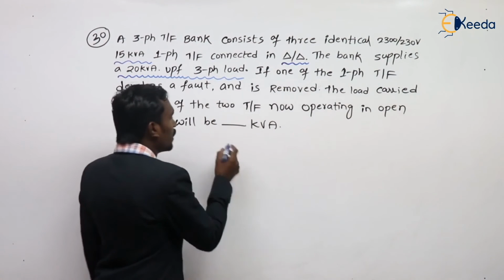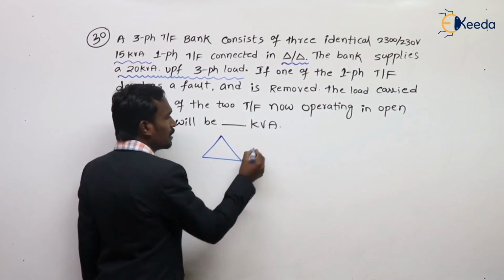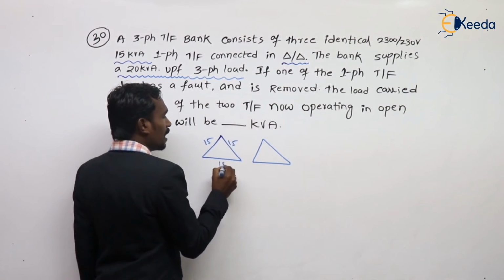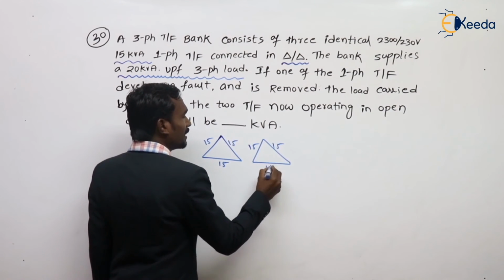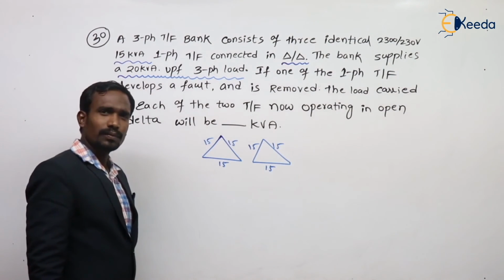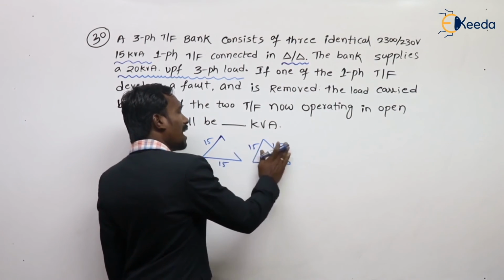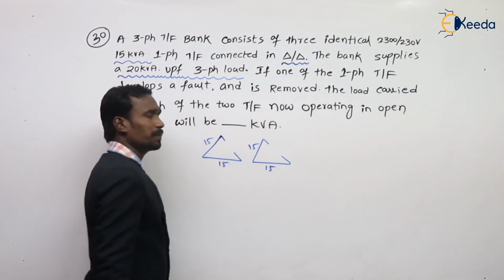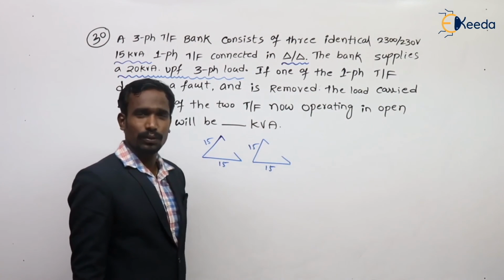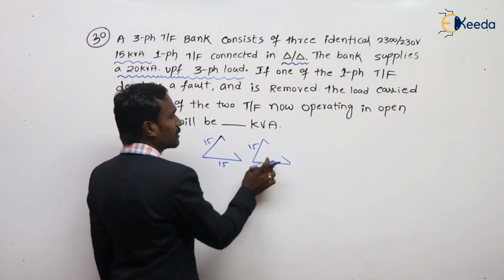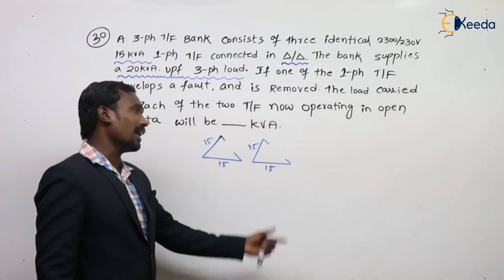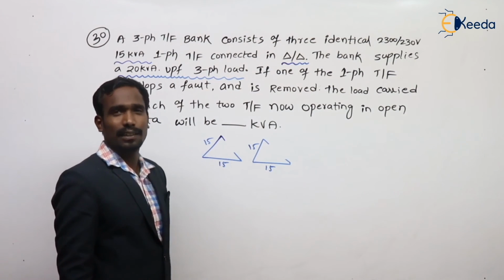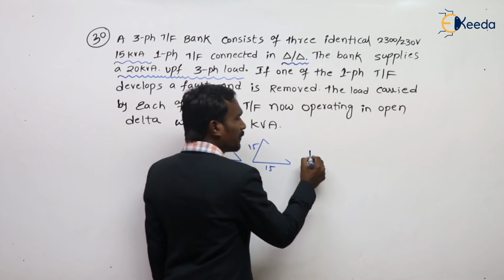What are they asking here? Here they have taken 3 transformers, each of 15 kVA, connected in delta delta. But due to some fault in any one transformer, out of 3, that transformer is removed. Now we have only 2 transformers, each 15 kVA, which are operating under unity power factor and under open delta. Can you tell me what is the load kVA for this open delta?